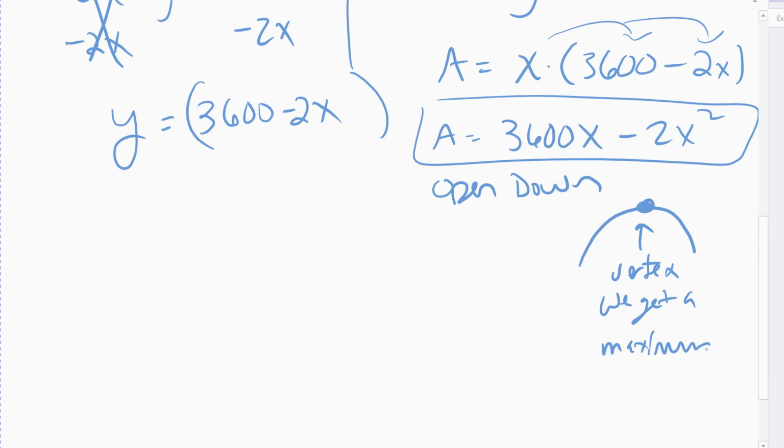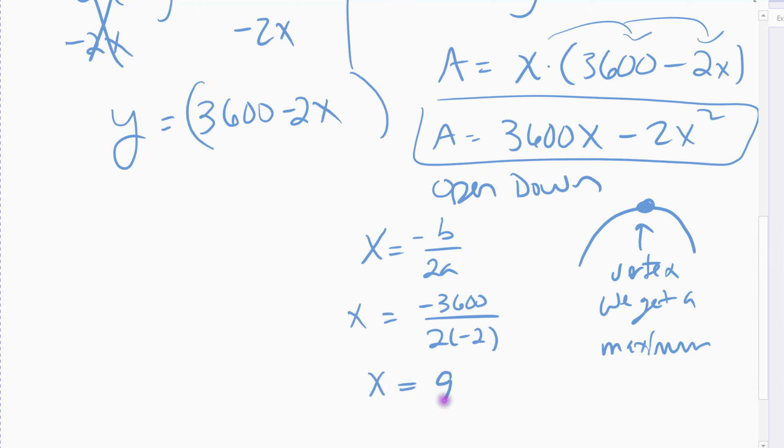And so that's what I have to find. There's a few ways. You can actually solve it graphically. I'm going to solve it using the vertex equation. I know the x value for the vertex is the opposite of b over 2a. Opposite of b, not negative 2. Opposite of b over 2a. B is my 3,600, so it would be negative 3,600 over 2 times negative 2, because negative 2 is my a. And that simplifies to 900.